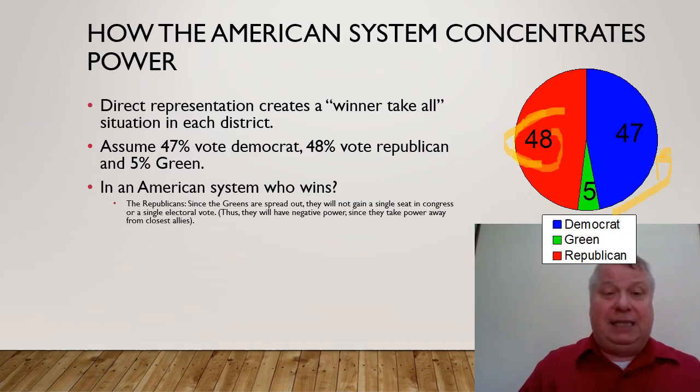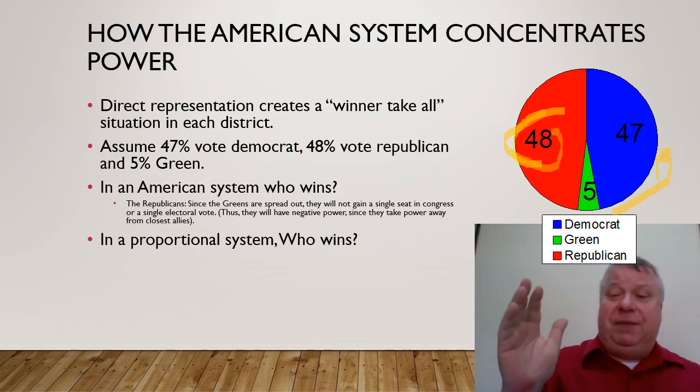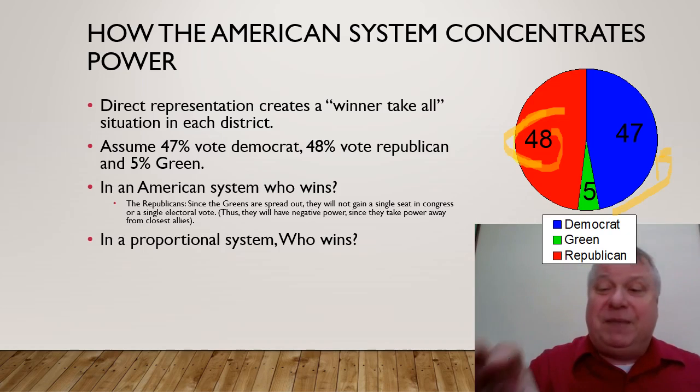Now, in a European system, you have a difference. In the European system, because you have proportional representation, if you had the same vote on a national level, you would have 48% of the seats in Parliament be Republican, 47% Democratic, and then 5% Greens.